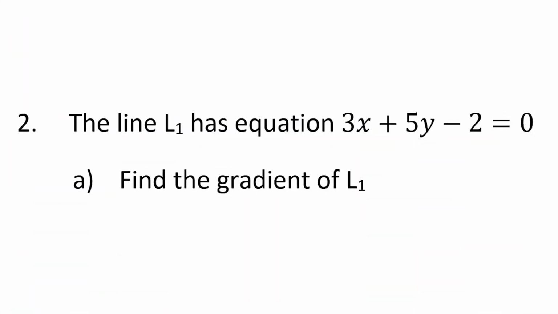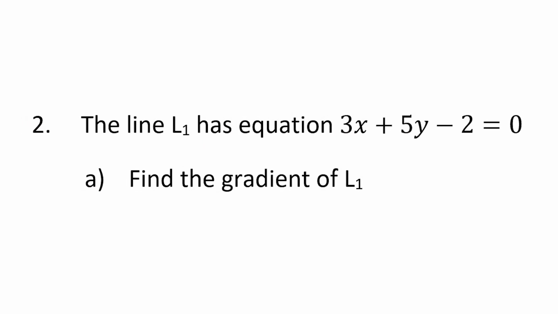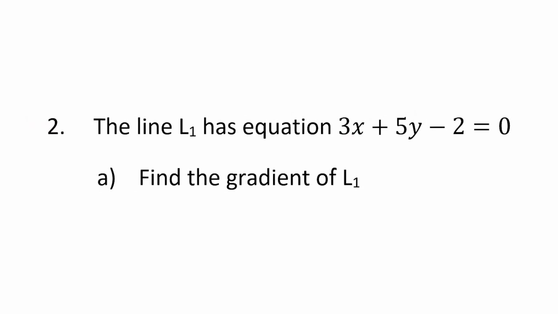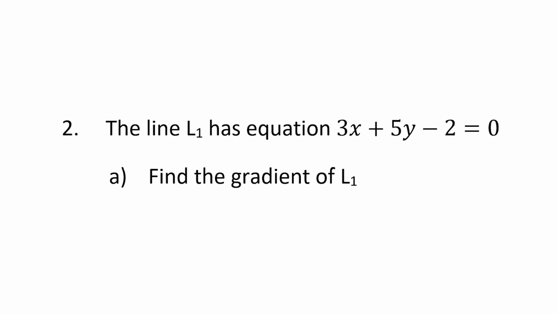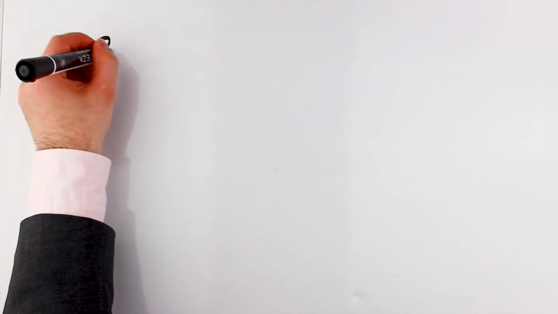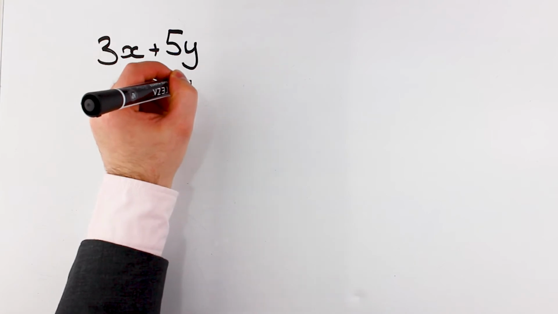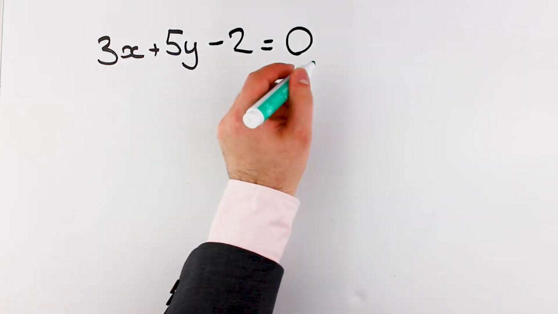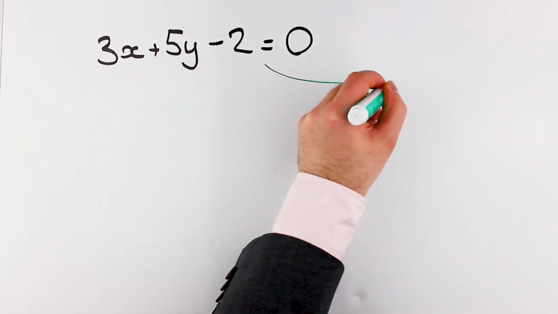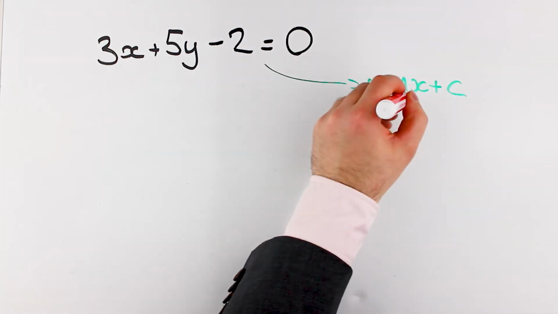So onwards to question 2. Question 2, part A. The line L1 has equation 3x plus 5y minus 2 equals 0. Find the gradient of L1. Alright, so for this question, it's quite simple. We're just going to do a simple rearranging for this one. Now, to find the gradient of this equation, it would be very useful to write it as y equals mx plus c. M would give us that gradient.